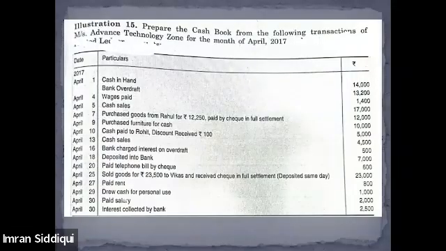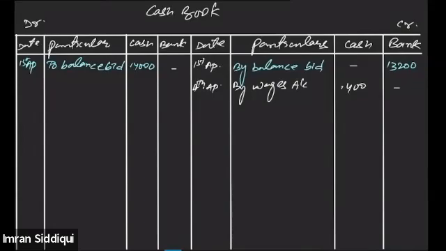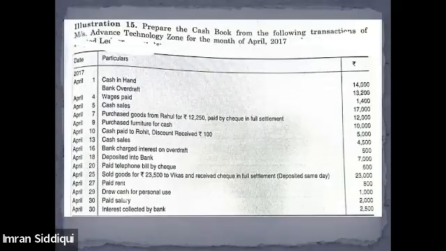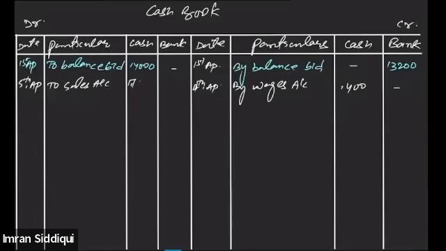Okay. Then we have made the cash sales on April 5. So this will definitely cause an increase in the availability of cash. So we will be recording that on the debit side to sales account. Amount was 17,000.